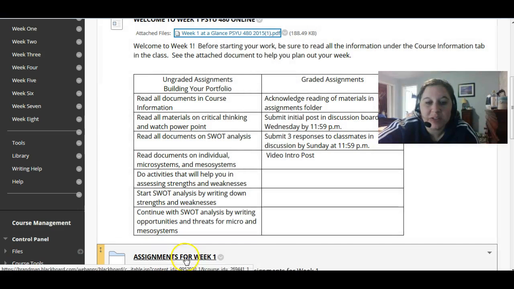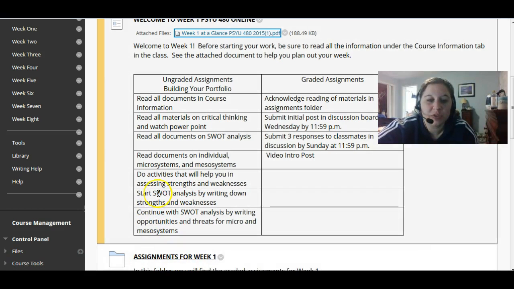So there's some activities below that will help for that, because as you start their SWOT analysis, you're going to actually start writing down these various strengths and weaknesses. There's activities below that help with this, and then start writing this down. And then continue with the SWOT analysis in regards to threats to the micro and mesosystems. So all these are ungraded, but again, it's really to your advantage to do these. And we'll look at them a little bit more so below.